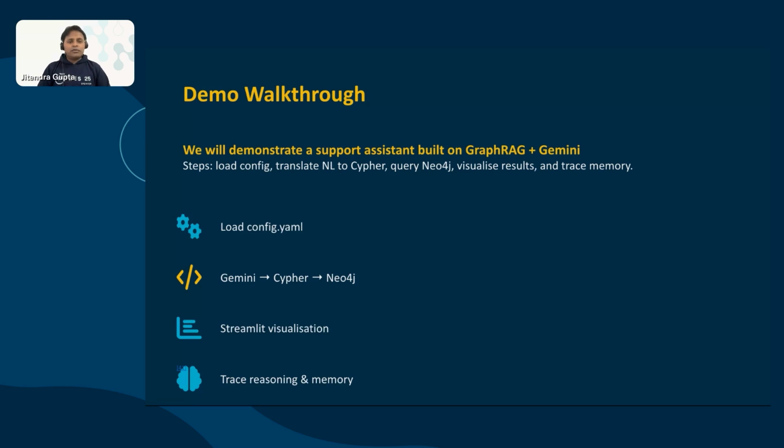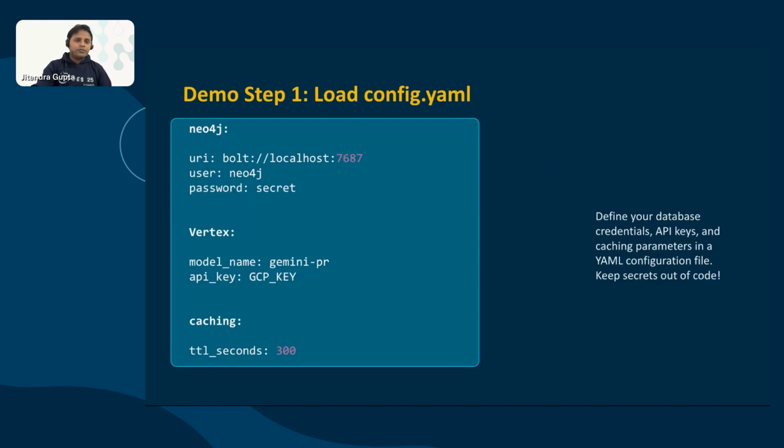Okay, taking a quick look at the demo aspect. Whenever we work on any of these applications, as in the previous slide, we should have our config files, then Gemini and Cypher and Neo4j interact together. Then you go for the Streamlit visualizations, and at the end you will have the tracing, the reasoning, and the memory for this application.